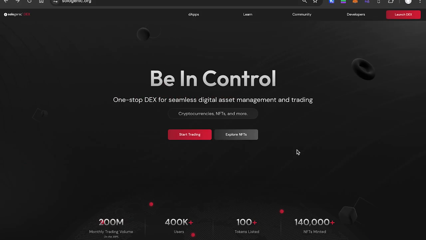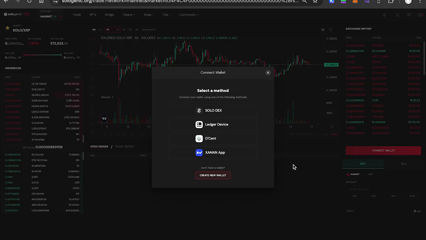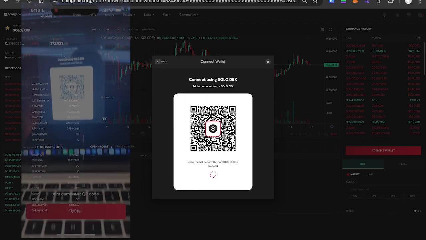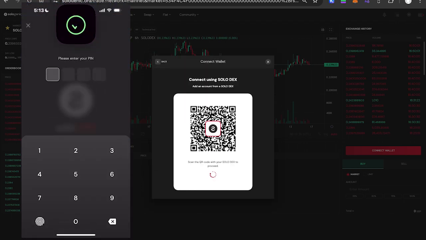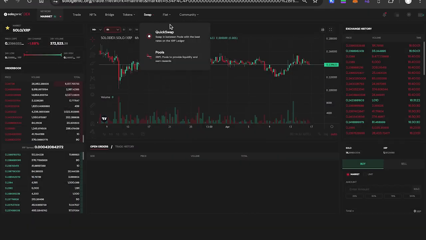To get started, log on to sologenic.org and access the DEX. Next, select the Connect Wallet button and follow the prompts to connect your wallet to the DEX. Once connected, hover over the Swap tab at the top of the screen to access the Quick Swap feature as well as the liquidity pools.